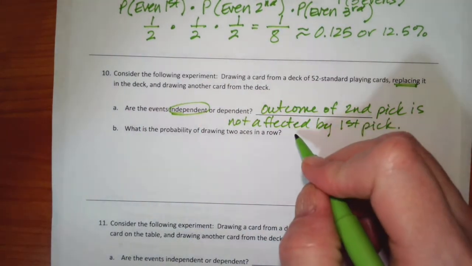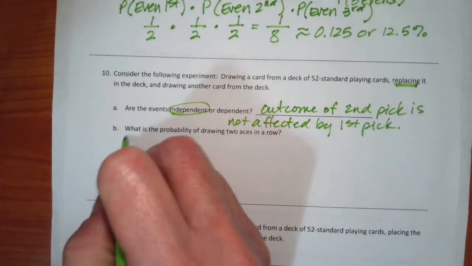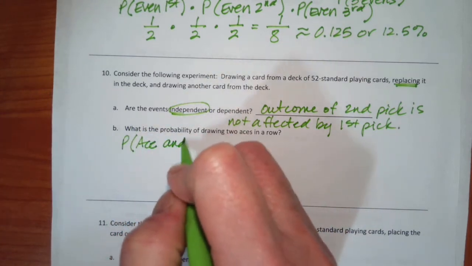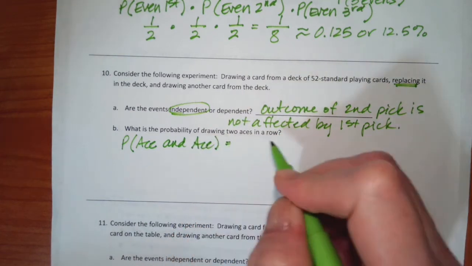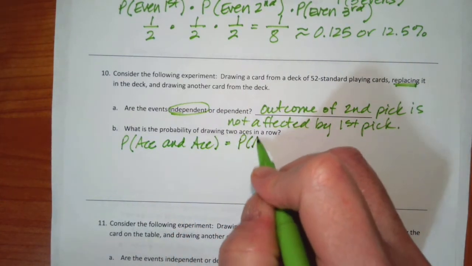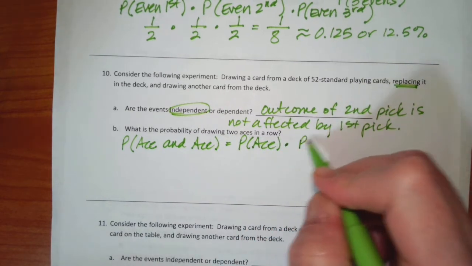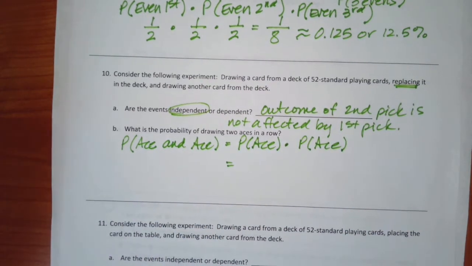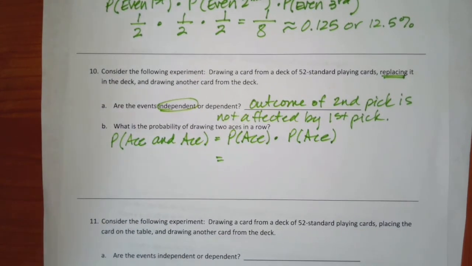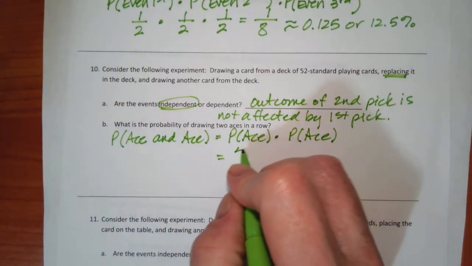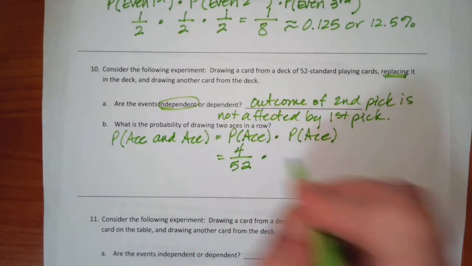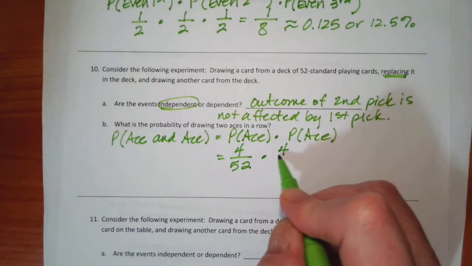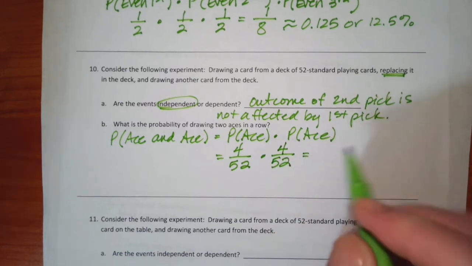Okay. So we are looking for the probability of ace and ace, which means we're going to find the probability of an ace times the probability of an ace. Well, we know the probability of an ace. If you look back at your deck of cards, there are 4 aces out of a standard 52. There are 4 aces out of 52 since we put it back.